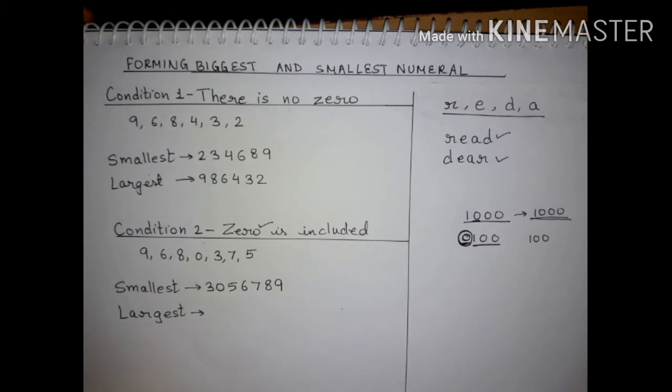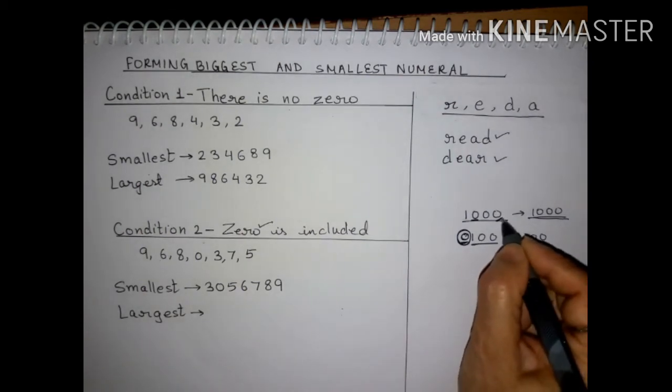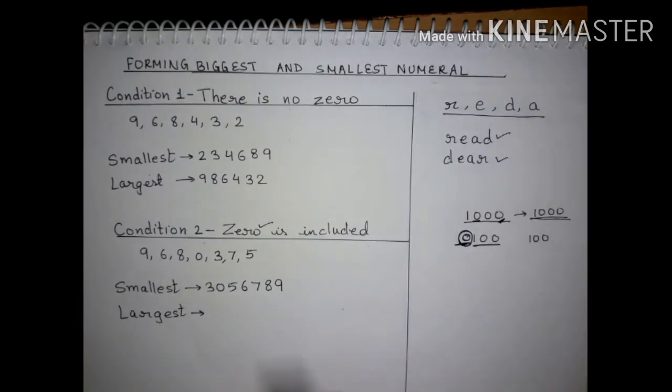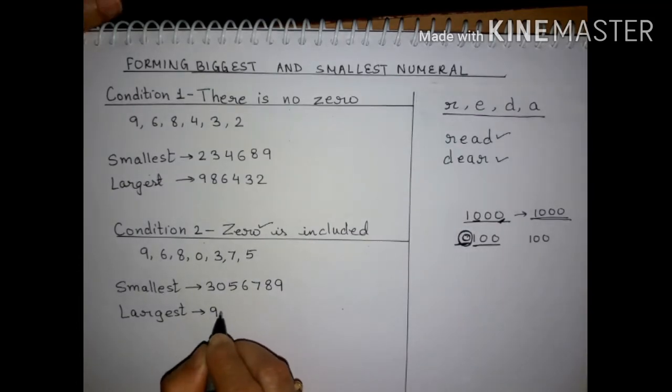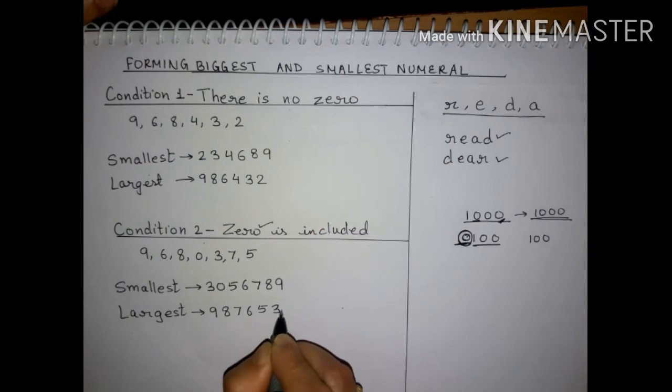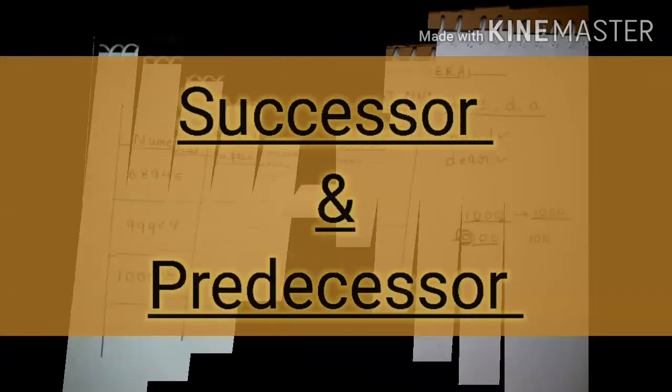Now for making the largest number, simply arrange the digits in descending order, because 0 can be at the end like this but not in the beginning. So it will be 9, 8, 7, 6, 5, 3, 0. I hope it's clear to you all.